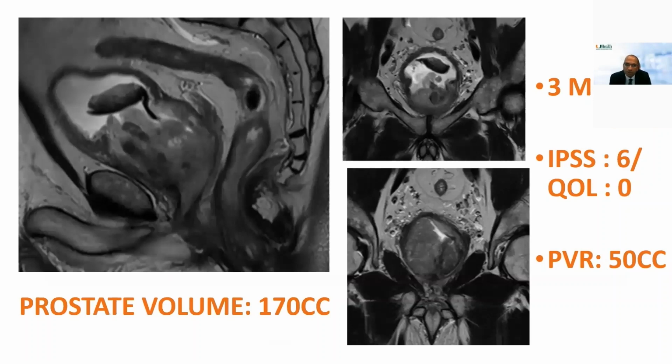At 3 months follow-up MRI, the prostate shrunk by 50%, to 170 cc now. And I think the most amazing thing on this image is the median lobe is almost gone. It's just a fleck of tissue now, floating around, which might have to be removed. But I've seen him at 2 years follow-up, and he's still absolutely asymptomatic: IPSS of 6, quality of life of 0 at 3 months, persistent to 2 years, and post-void of 50 cc.